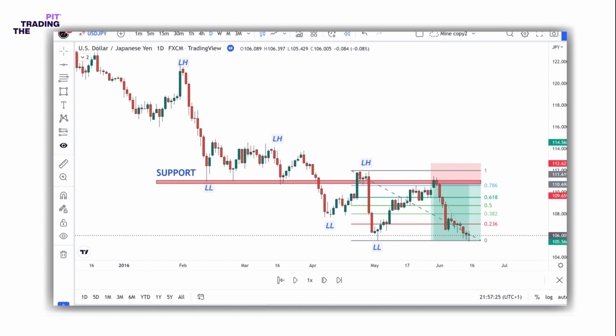Here is the result. Notice how price reacts at our confluence zone before rallying downward into profit. I hope you understand everything.